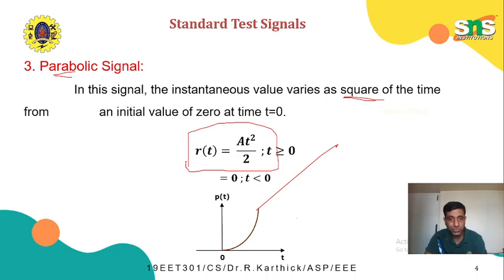And this signal is valid only when time t is greater than or equal to 0. If t is less than 0, then your input signal is equal to 0. Once again, a special case: when a is equal to 1, you call this a unit parabolic signal.